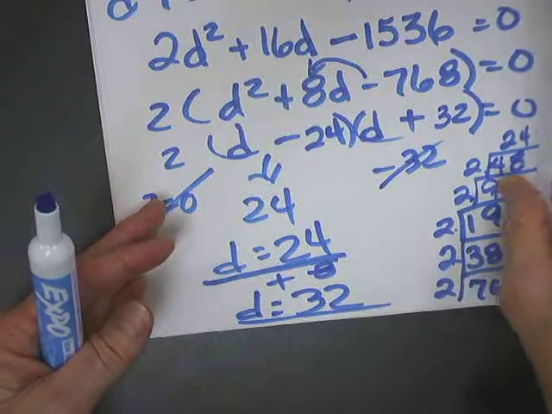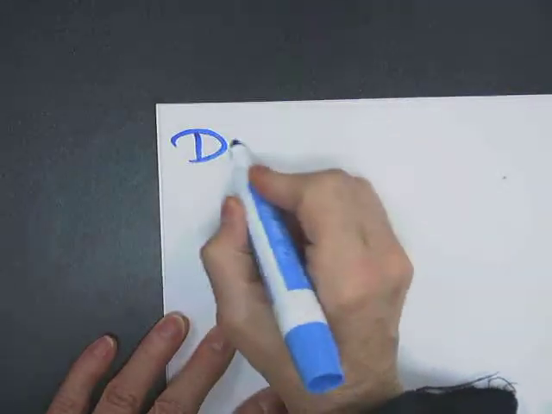Which one's positive? This one, and this one's negative, right? 2 equals 0 does not give us an answer. This gives us a 24. This gives us a negative 32. The distance from the base, this D here, can't be negative, right? So 24 is the distance of the base.